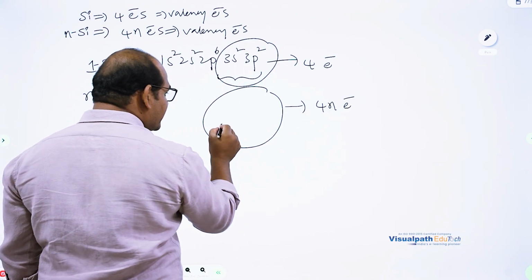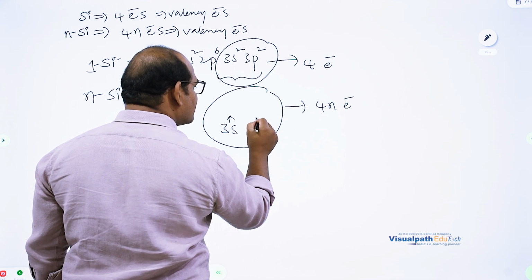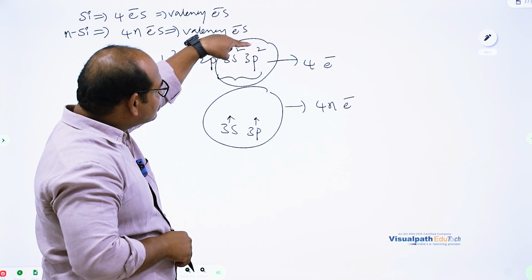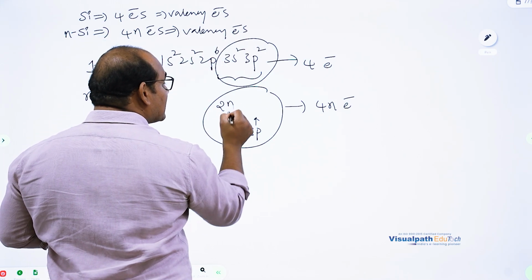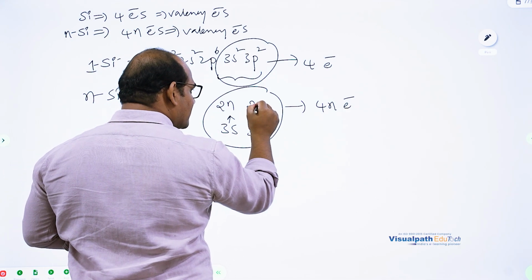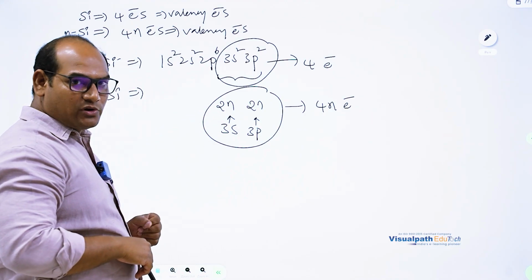So, in the 3s level, how many electrons will be there? In the 3p level, how many electrons will be there? One silicon atom is involving 2 electrons in the 3s and 2 electrons in the 3p. Total n silicon atoms are involving 2n electrons in the 3s levels and 2n electrons in the 3p levels. So, this is what we can understand.